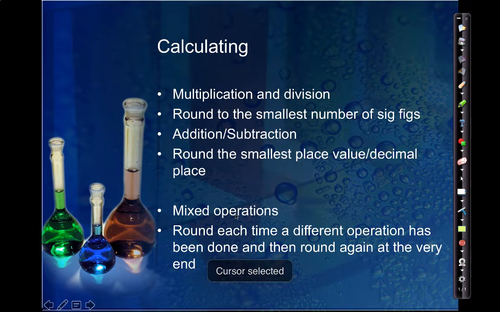All right, so multiplying and dividing. When you take your measurements and you're actually doing a calculation with them, you need to round appropriately. For multiplication and division, you're going to round to the smallest number of significant figures. For addition and subtraction, you're going to round to the smallest place value. If you happen to have multiplication and division with addition or subtraction, then you have to round each time you use a different operation because it's a different rule, and then round again at the end.